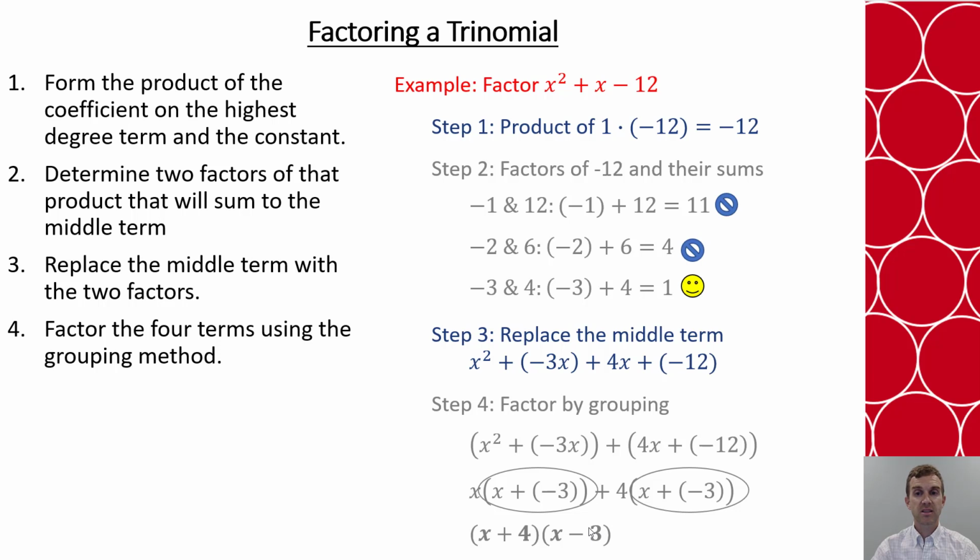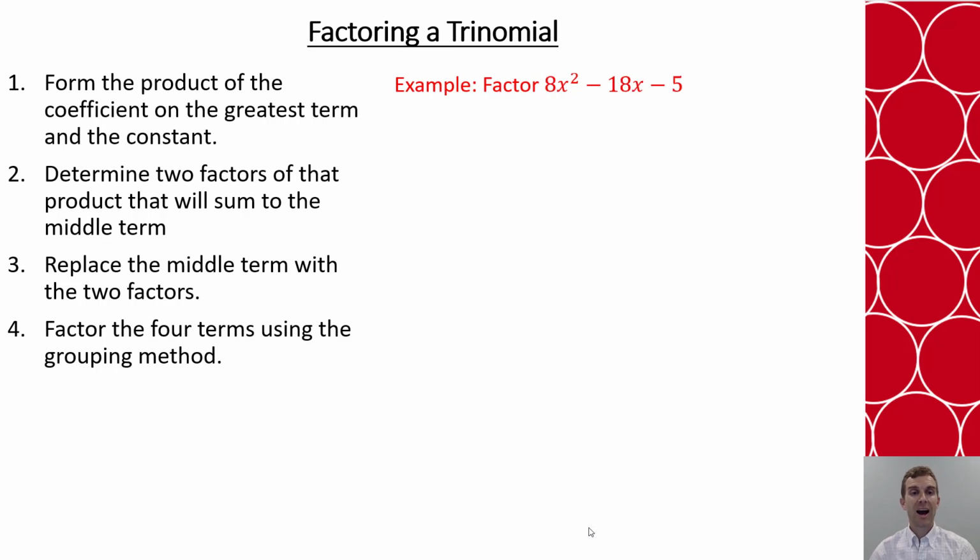Now let's look at another example, this time where I do have a coefficient on my x squared. Just remember though, I'm not looking for the product of negative 5, I'm looking for the product of negative 5 times 8. It's the first term, the highest degree, times my constant. So that's a product of negative 40. Then I'm looking for those factors to see what I can add to negative 18.